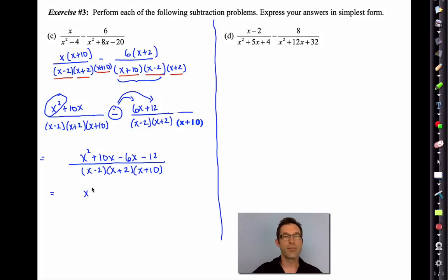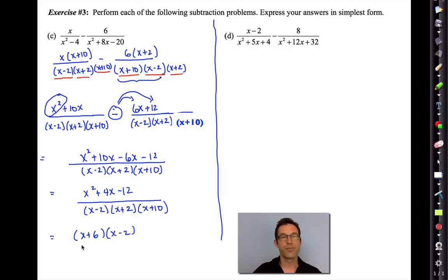Let's clean it up. X squared plus 4x minus 12, all divided by x minus 2, x plus 2, x plus 10. Now the only question is, is there anything that could simplify? Let's factor that numerator. That's x plus 6 times x minus 2, all divided by x minus 2 times x plus 2.